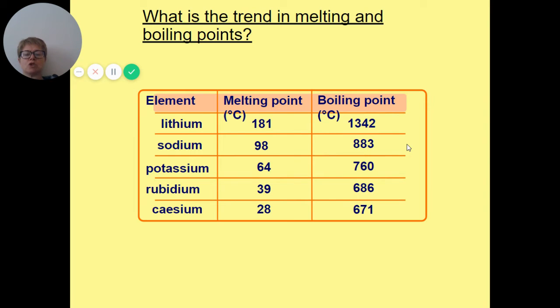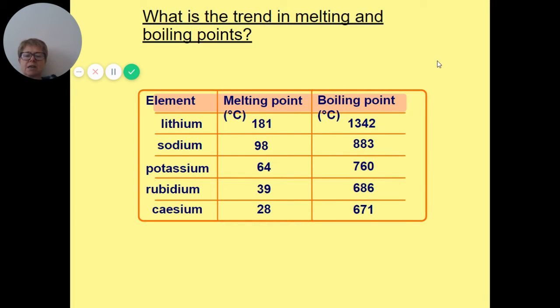Okay, so remember, trend means the pattern. So have a look at this table. What is the trend in melting and boiling points as we go down the periodic table, down group 1? What do you notice about the melting and boiling points?